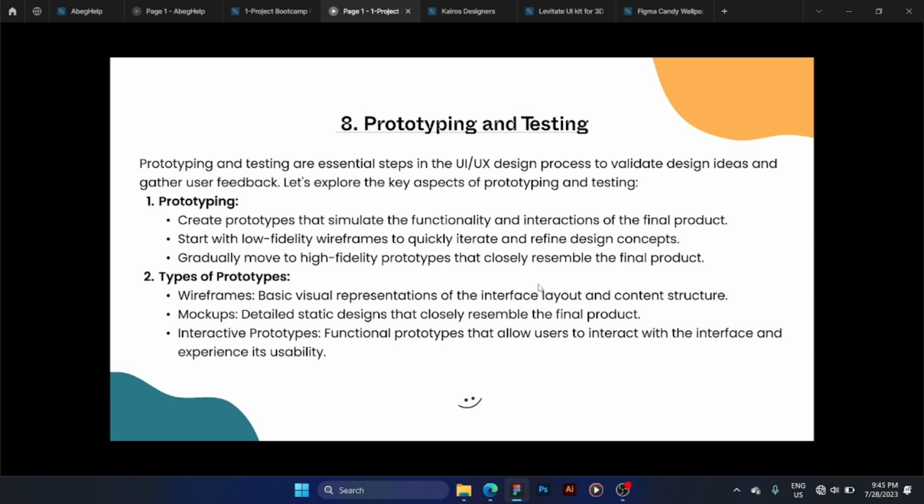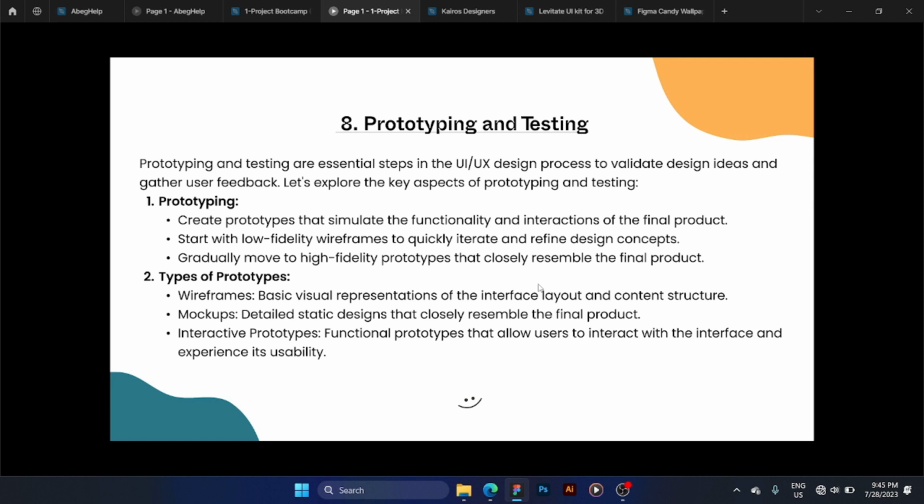So another thing is start with low fidelity wireframes to quickly iterate and refine design concepts. Remember I talked about wireframes, right? Yes. So those are low fidelity. I told you the other time it's called LOFI, which also involves paper sketching, trying to show okay how the design product is going to look like, just to ensure that there is no mistake, and then there is progress.